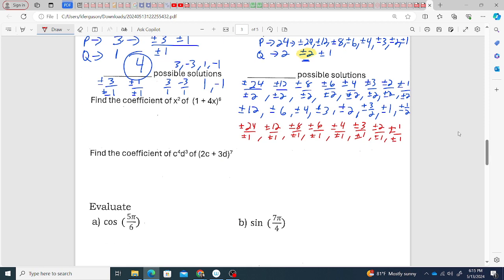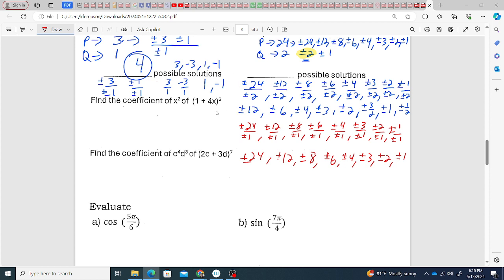So what is that? Well, that's plus or minus 24. 12, well, that's plus or minus 12. That's plus or minus 8. That's plus or minus 6. Because remember, I'm just dividing by 1. 24 divided by 1. Plus or minus 4. Plus or minus 3. Plus or minus 2. Plus or minus 1.